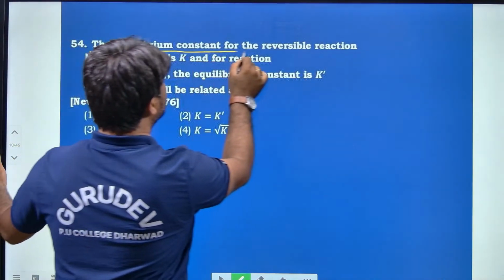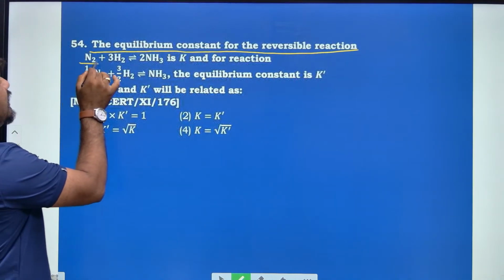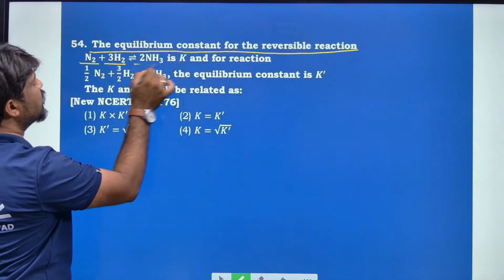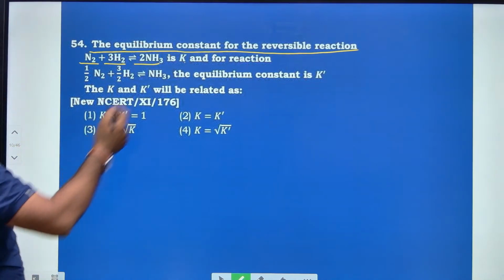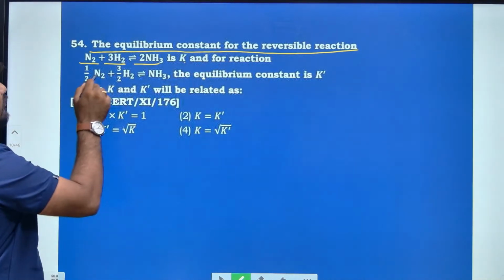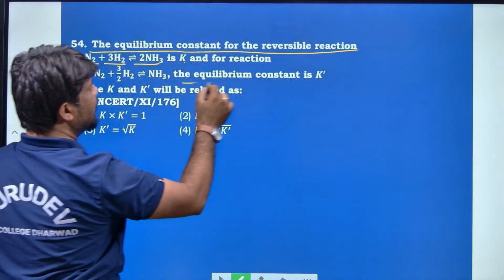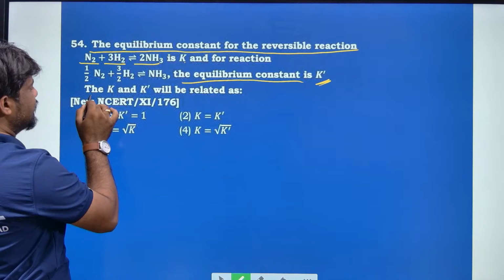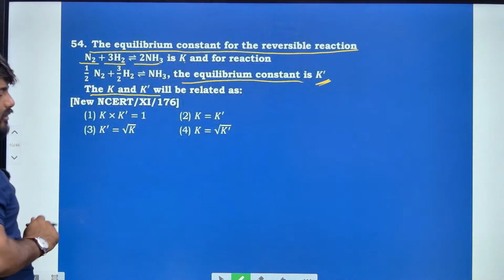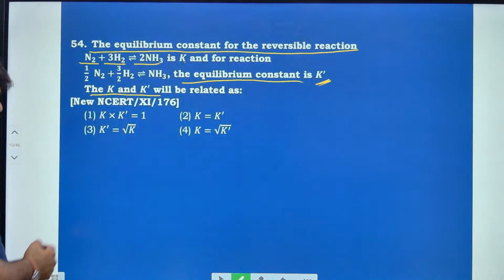The equilibrium constant for the reversible reaction. Yes, they have given N2 plus 3H2 in equilibrium with NH3 is K. So for the reaction N2 plus 3 by 2 H2 in equilibrium with NH3, the equilibrium constant is K dash. What they ask here is the relation between K and K dash. This is one of the very simple concepts.